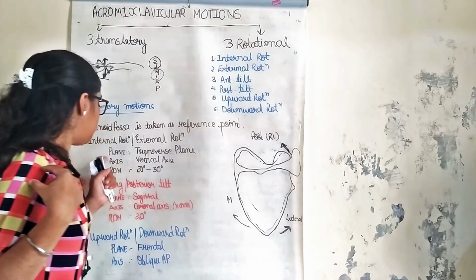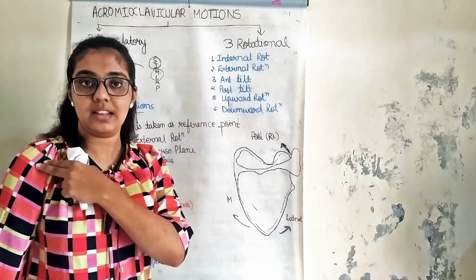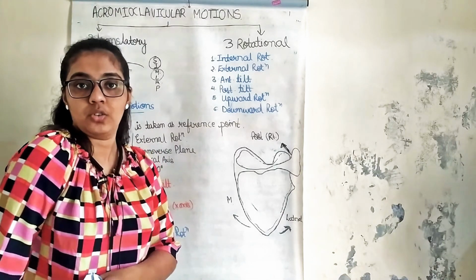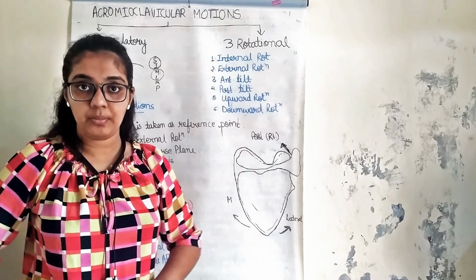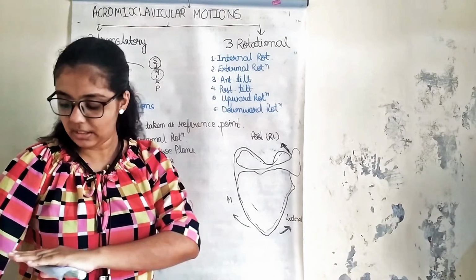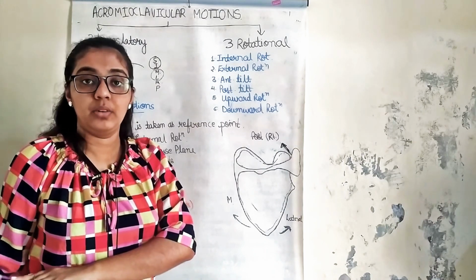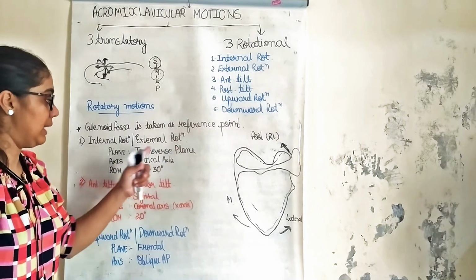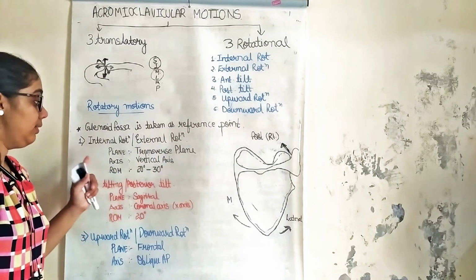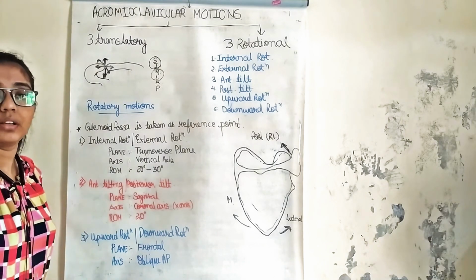This movement occurs in the transverse plane and vertical axis. The transverse plane divides the body into an upper half and a lower half, and this movement occurs parallel to the transverse plane. The range of motion of this movement is 20 to 30 degrees.